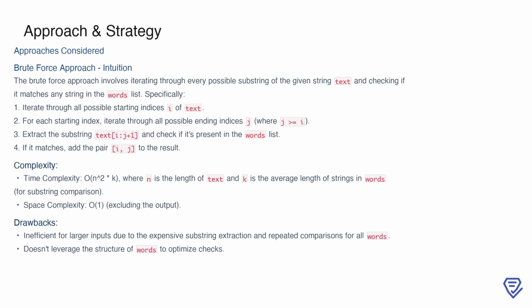However, this approach is computationally expensive. The time complexity is proportional to the square of the length of text, multiplied by the average length of the strings in words due to the repeated substring extractions and comparisons. While this method is easy to implement, it becomes highly inefficient as the input size increases, making it impractical for larger inputs. Additionally, it does not take advantage of any structure within the words list to optimize the matching process.